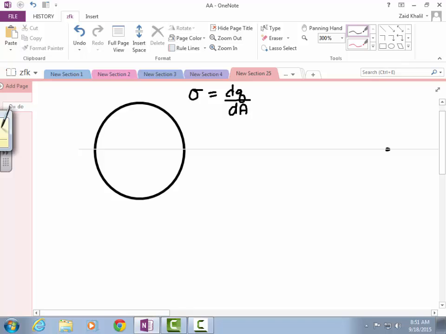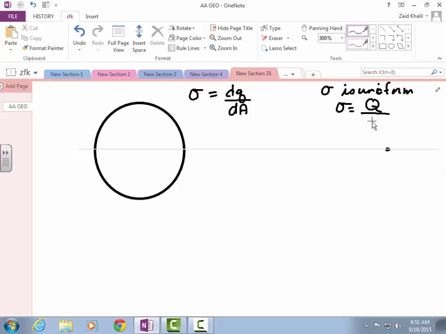And of course, let's say it's uniform charge. Since sigma is uniform, sigma is equal to the charge q over the surface area of a sphere. Be careful. What's the surface area of a sphere? Think about it. That is the volume of a... It's 4 pi r squared.